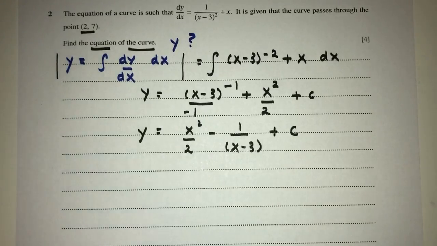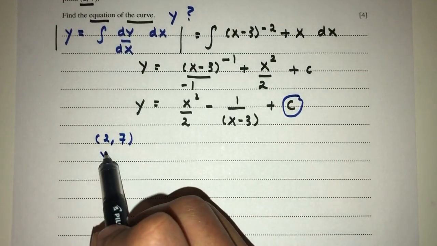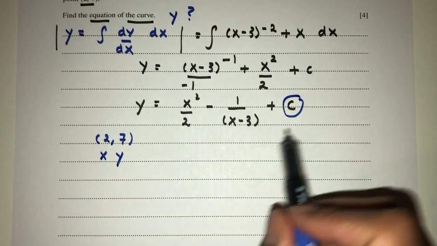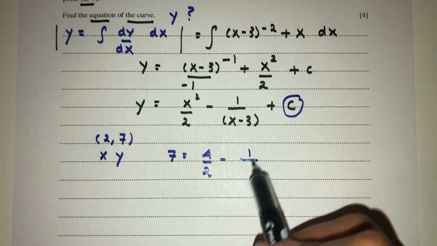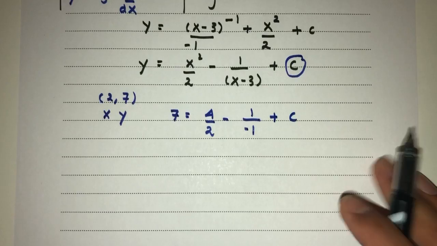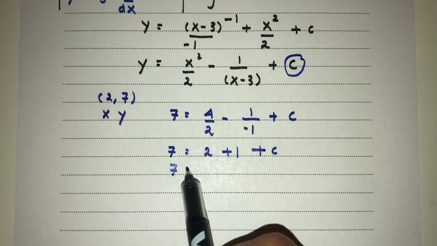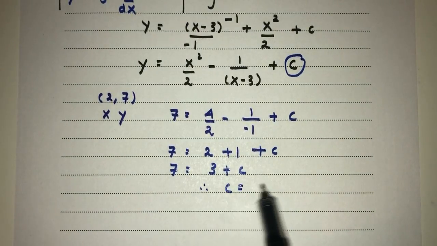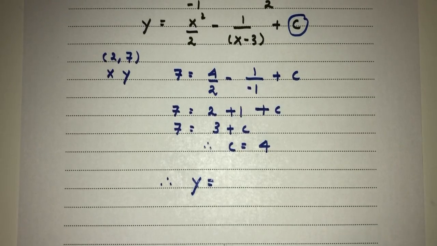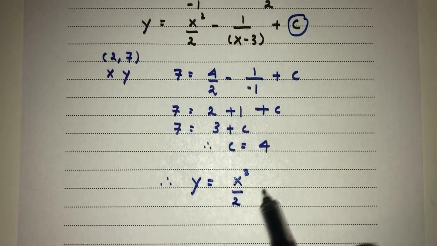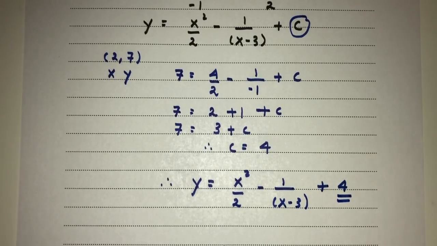So now we have to find the value of this constant c by using the passing point 2, 7. So this is your x coordinate and y coordinate, so we have to replace that in the equation to find the value of c. So when y was 7, x was 2. That will be 4 over 2 minus 1 over (2 minus 3) plus c. That will be 7. That will be 2 plus 1 plus c. 7 equal to 3 plus c. c will be 4. So finally, y, which is what you need to find, is x squared over 2 minus 1 over x minus 3 plus 4. And that is your question number 2.